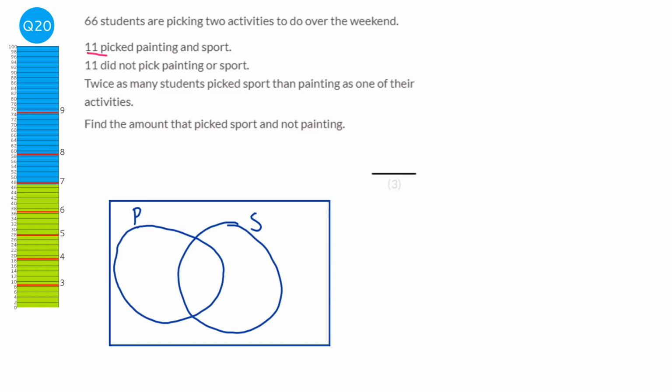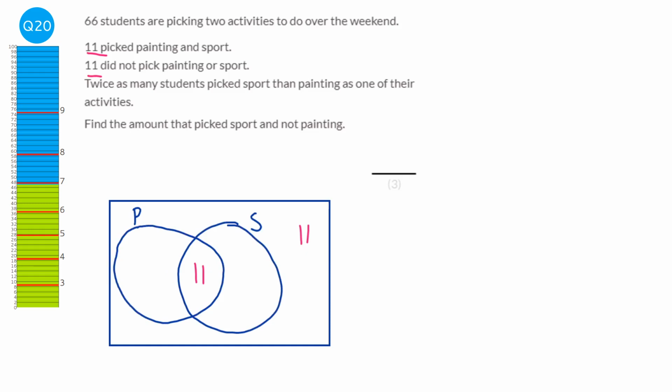So let's start filling in the information it gives us. So 11 picked painting and sport. So that will go in the middle, because that is painting and sport. And 11 didn't pick painting or sport, so they can sit on the outside. Now here's the problem. It says twice as many people picked sport than painting as one of their activities. So it's saying that the total number in the sport circle is twice as big as the total number in the painting circle.